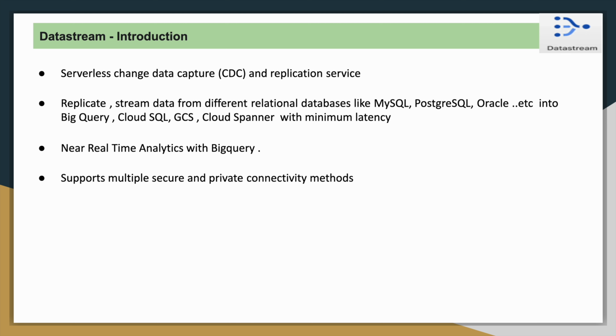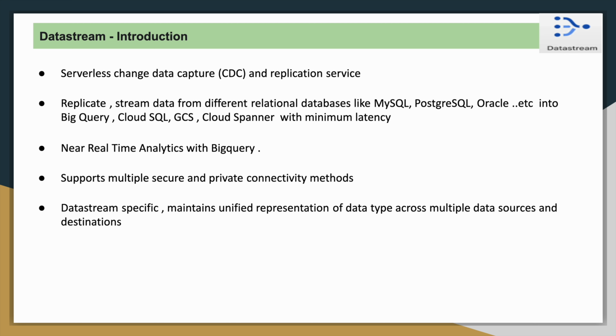Based on the use case, one has to choose the appropriate one. We will see the private connectivity method demo in a different video. Datastream maintains a Datastream-specific unified representation of data types across different source and target systems, because as a user we are not explicitly mentioning any schema conversion. Datastream will take care of this aspect itself. If there is a change in the schema, it automatically takes care of that seamlessly with its own approach.